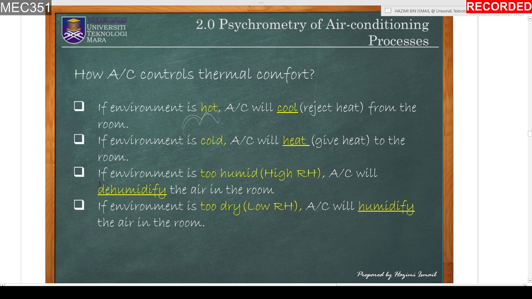Okay. And if environment is too humid, means that it has a high relative humidity, aircon will dehumidify ataupun kurangkan kelembapan. Okay. Sebab apa? Bila tinggi, kita kena kurangkanlah. Sebab kita ada range dia. Berapa range untuk humidity tadi? Kita nak between 30 to 60%, if you remember. Okay.